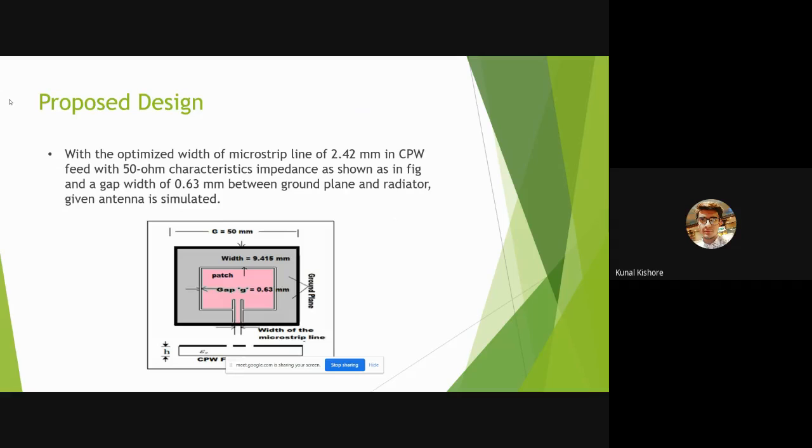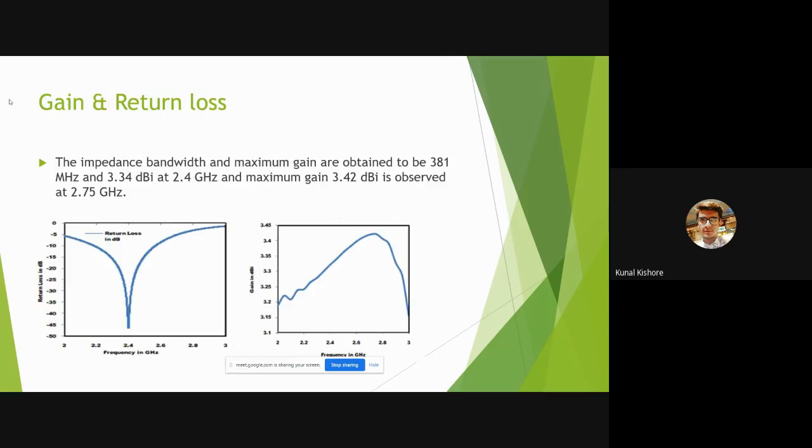The proposed design, with the optimized width of the microstrip line of 2.42 millimeter in CPW feed, with 50 ohm characteristic impedance, is shown in the figure given below. There is a gap width of 0.63 mm between the ground plane and the radiator, and the antenna is simulated on the given parameters. So we got a result.